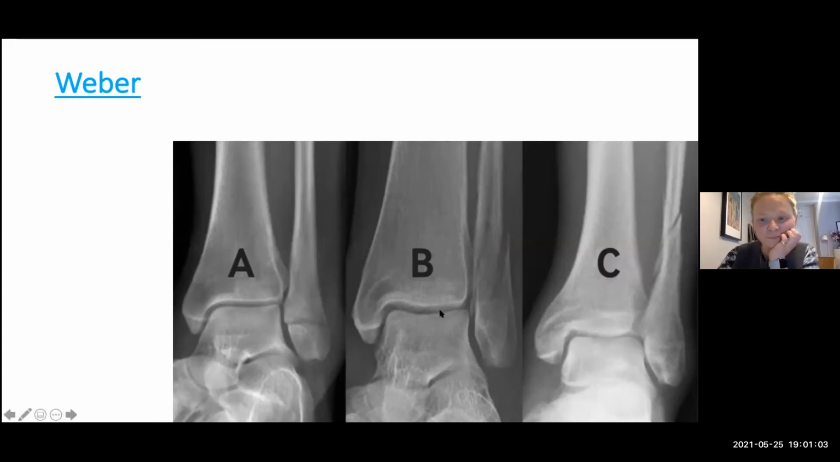Weber B is the next one along. And now this is the sort of grey area of the classifications. And so we do a lot of safety netting with this patient group. What you can see here is that we have an intact tibia, but we have an oblique fracture of the distal fibula that lies at the level of the mortise and continues slightly more proximally.